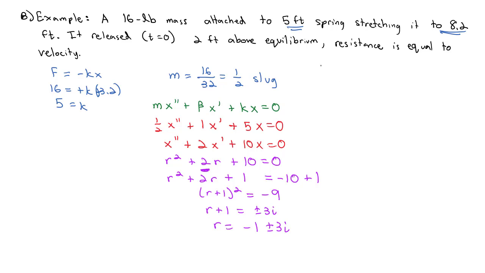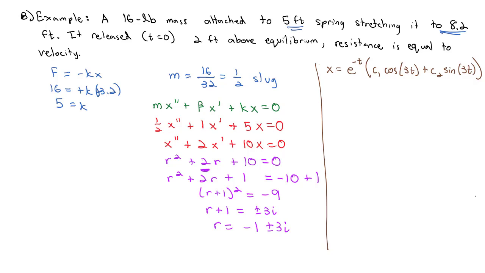We know then that our solution is written in the form x equals e to the a, which is the real part, -1t, times c1 cosine of b, which is 3t, plus c2 sine of 3t. And now all we have to do is solve for our constants.